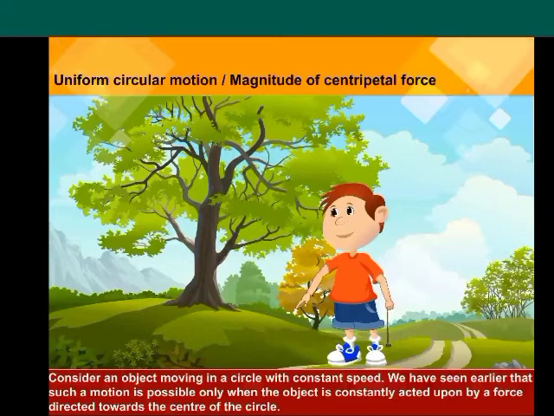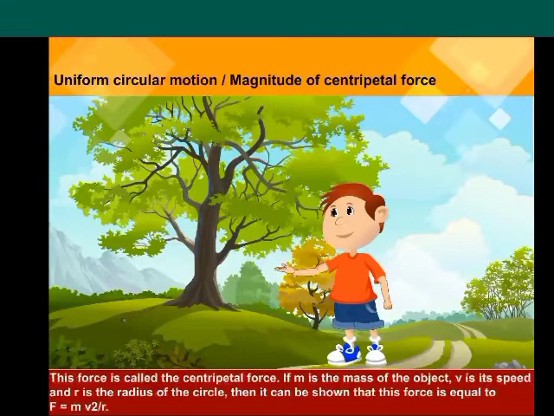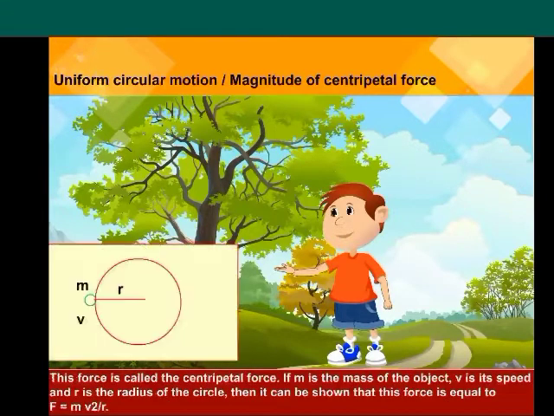Uniform circular motion, magnitude of centripetal force. Consider an object moving in a circle with constant speed. We have seen earlier that such a motion is possible only when the object is constantly acted upon by a force directed towards the center of the circle. This force is called the centripetal force. If m is the mass of the object, v is its speed, and r is the radius of the circle, then it can be shown that this force is equal to F = mv²/r.